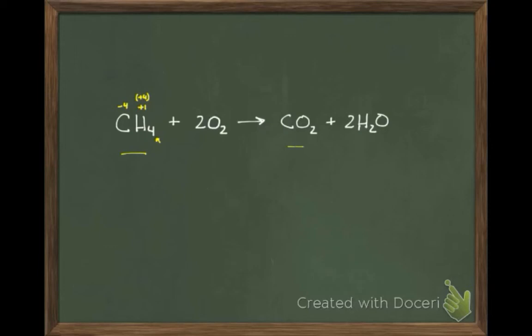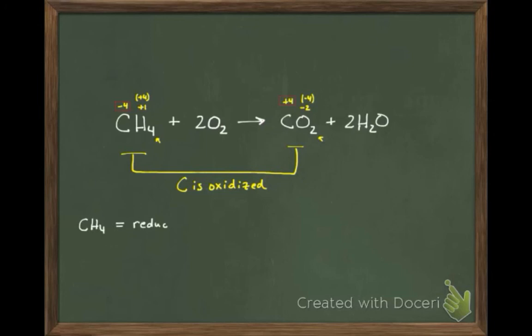In the product, carbon's attached to 2 oxygens. They are assigned oxidation state of -2. There are 2 of them, and so the total charge is -4. And this means that the carbon in CO2 has an oxidation state of +4. And notice that carbon from the reactant to the product goes from -4 to +4. And therefore carbon is oxidized. Remember that if it goes up in charge, that means it lost electrons and therefore was oxidized. And this also means that methane is the reducing agent.